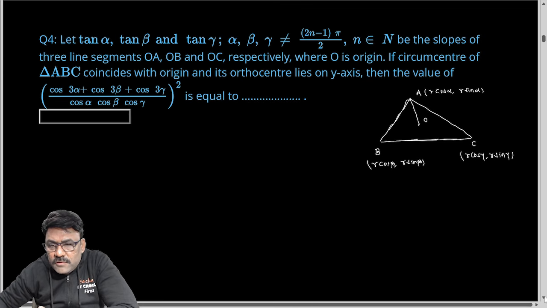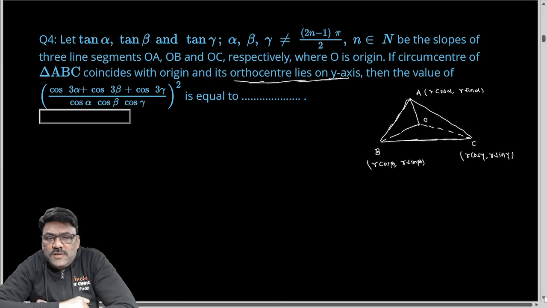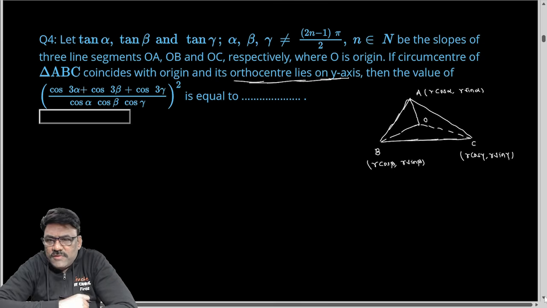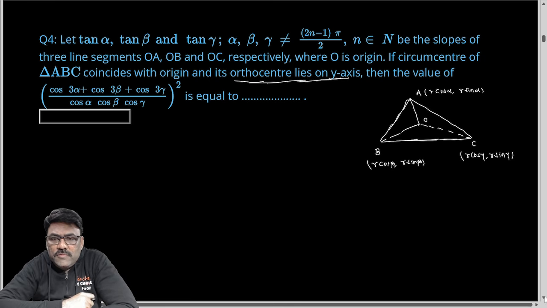Now the circumcenter of this triangle is at the origin, and the orthocenter lies on the y-axis. They have given here that the orthocenter lies on the y-axis. So now you can say that the circumcenter and orthocenter both lie on the y-axis, since the origin is also on the y-axis. And you know a result: in any triangle, the circumcenter, the orthocenter, and the centroid are always collinear. They lie on the same line.